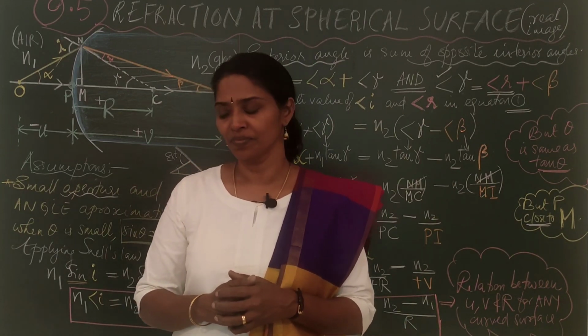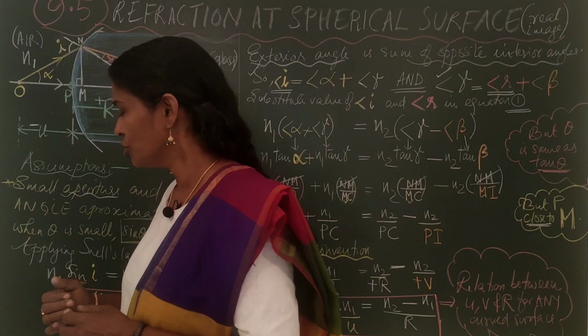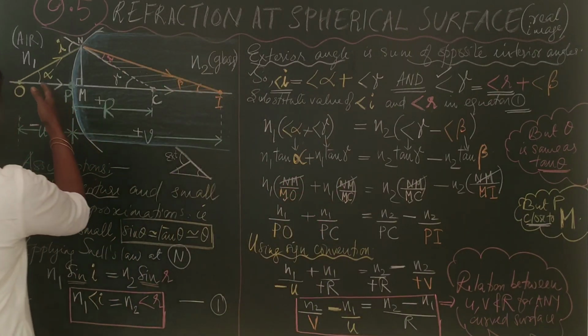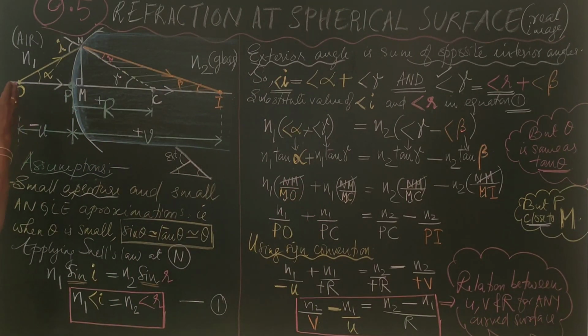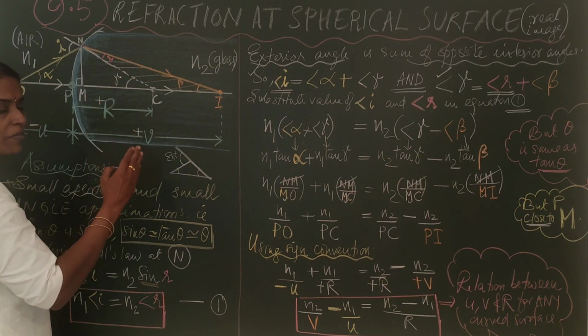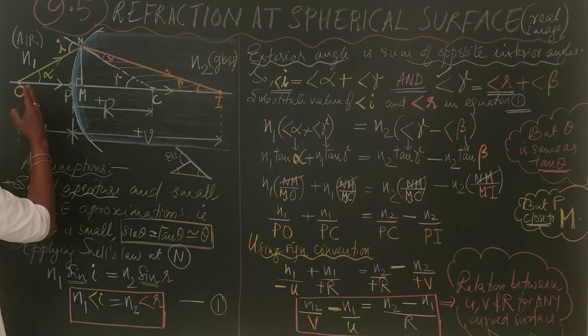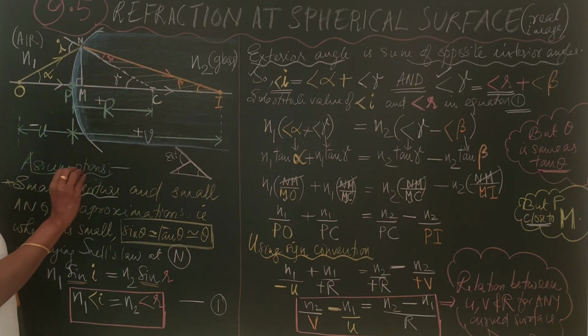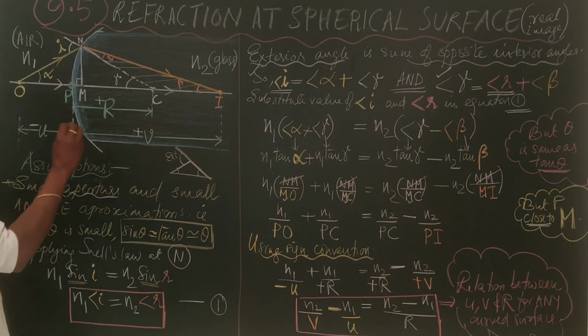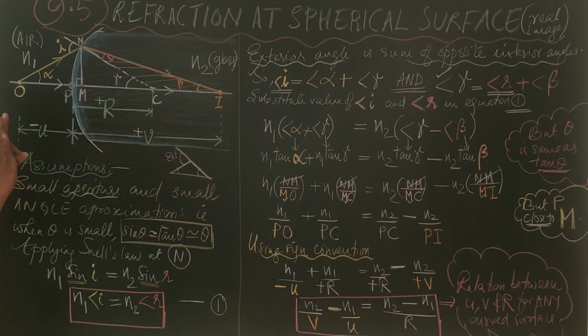So let us start. Here we have two media. Number one, it is air, and the object is placed in air. Air is the rarer medium compared to glass, which is the second medium, N2. So a ray of light is coming from the rarer medium to the denser medium. And this is based on three main assumptions. Many assumptions are there, but here we are coming across three major assumptions.